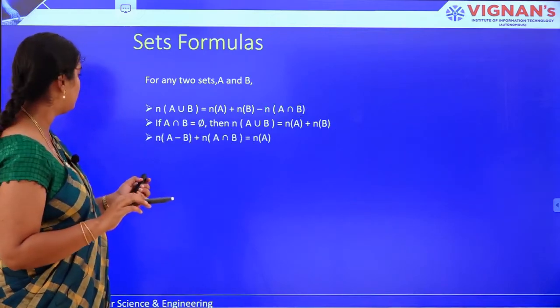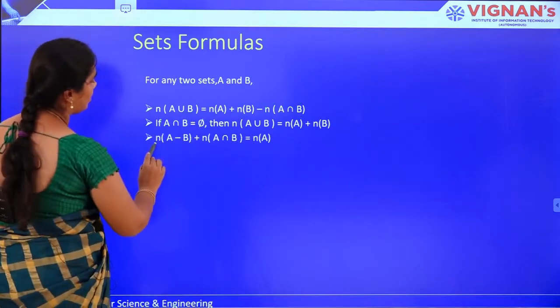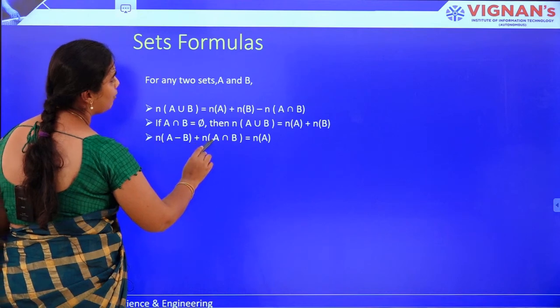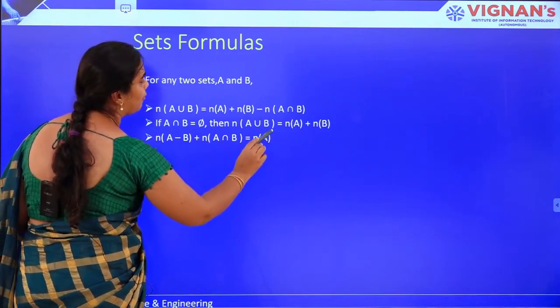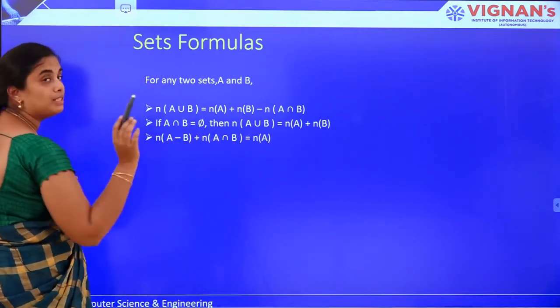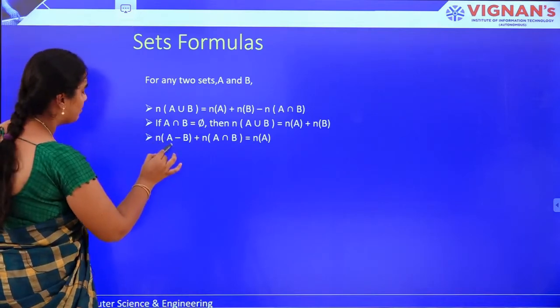Okay, coming to the next formula, which is n of A minus B plus n of A intersection B is equal to n of A. That means the number of elements which are present only in A.